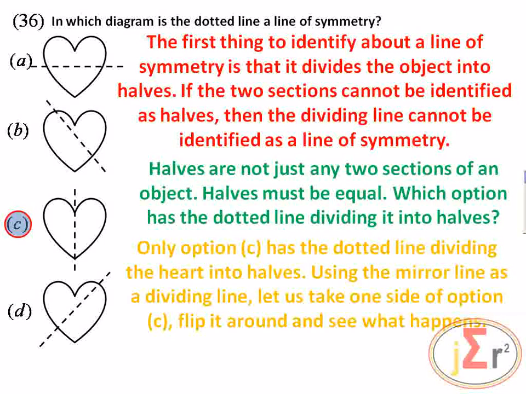Using the mirror line as a dividing line, let us take one side of option C, flip it around. And when we say flip, we mean laterally invert it and see what happens. So in option C, we know that it is divided into halves, and it is plain to us that the halves are mirror images of each other, but we will take steps to ensure that we demonstrate that the halves are actually mirror images of each other.